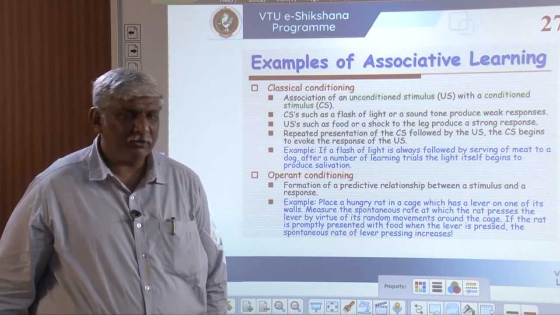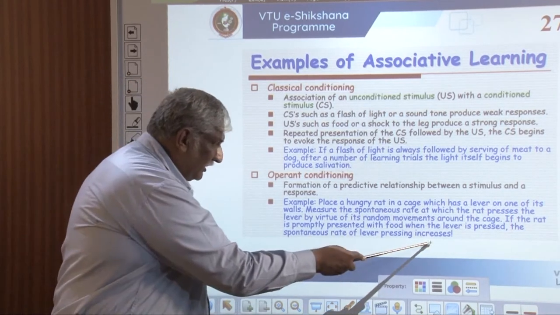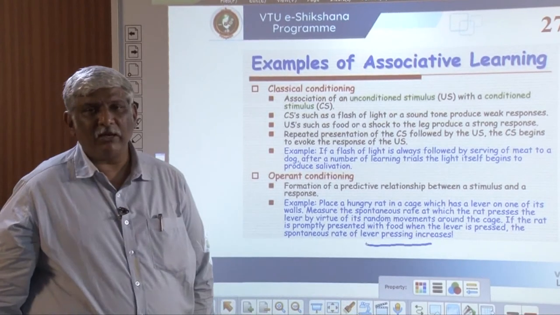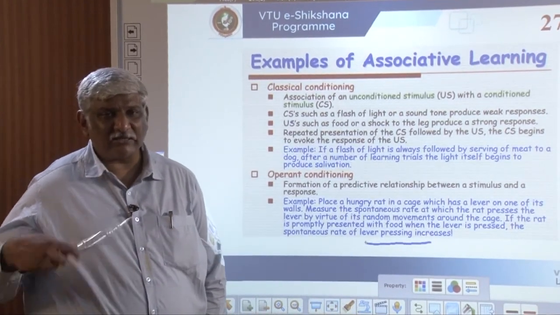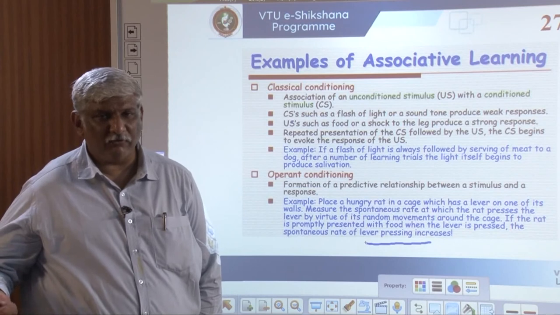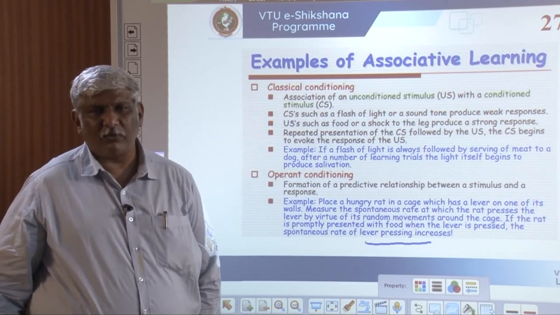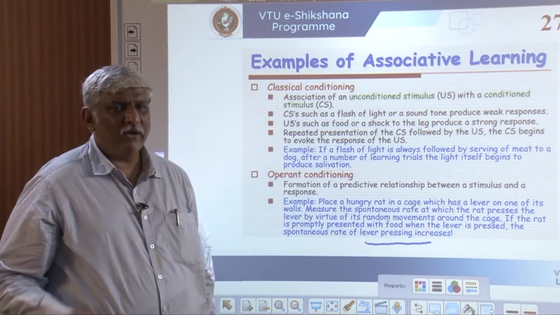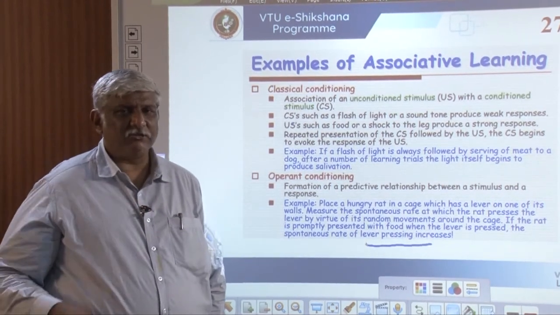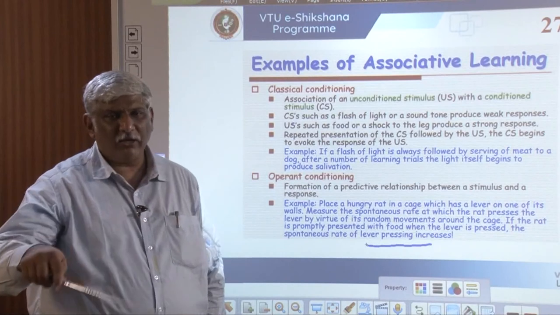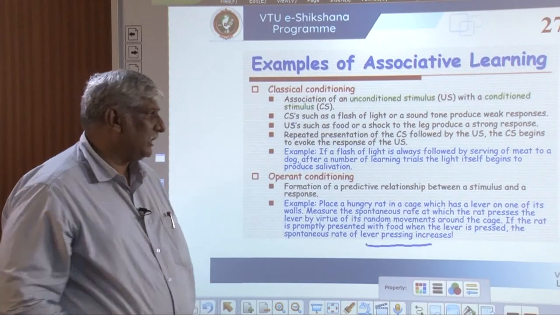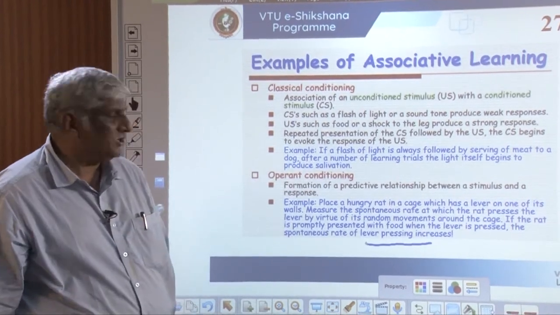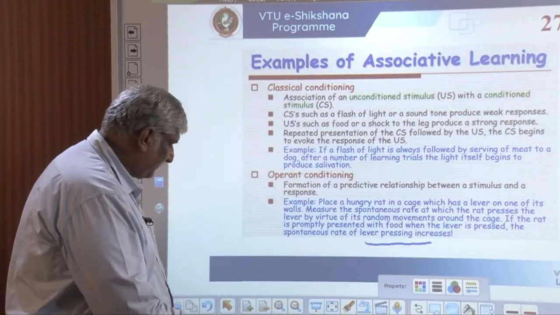So automatically what happens? The frequency of pressing will increase, because at some point of time the rat understands that whenever I press this particular lever, I will be getting some food. Of course, the rat is inside the cage and it is a hungry rat. So whenever there is a sequence of operations, when one thing is done, followed by the other thing happening, in that case, we can have classical conditioning and operant conditioning.